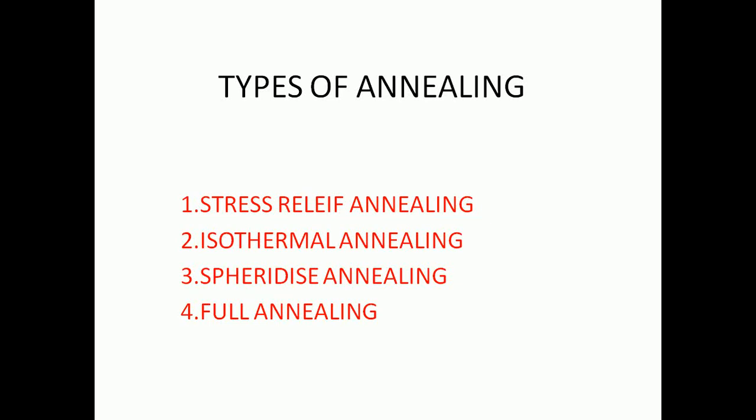So from the previous classes, we have learned about annealing, and today we are going to study the types of annealing. You can see here there are mainly four types of annealing. Different types of annealing are used for different purposes. Here we have stress relief annealing, isothermal annealing, spheroidal annealing, and full annealing. So let's discuss all these types of annealing.